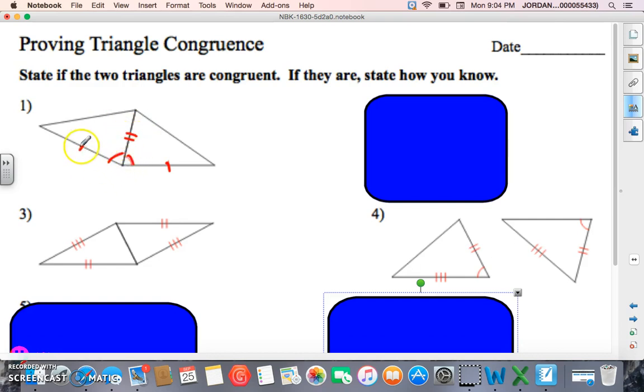So we do have three parts: side, angle, side, side, angle, side. So we would say, yes, these are congruent by SAS, side, angle, side, because they share this side. So of course that side's the same for this triangle and this triangle. And so they've got a side, angle, side, and a side, angle, side that are congruent. So we can say, yes, they are congruent.